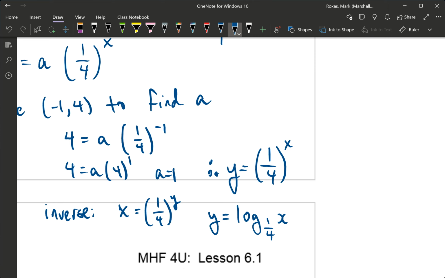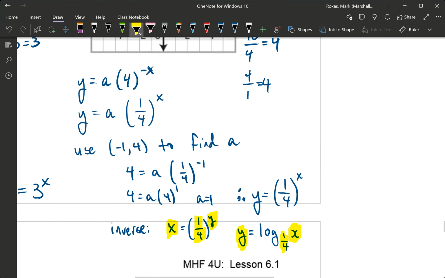This tells me, what is the exponent y, so that if I use the base of 1/4 and raise it to the exponent y, I will get the argument of the logarithm, x, whatever x is. That's exactly what's being expressed here: 1/4 raised to some power of y will give me x. So this is the inverse function. This logarithm is what we call the inverse function of an exponential.